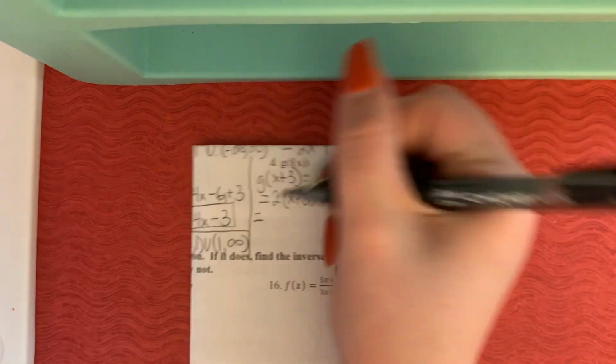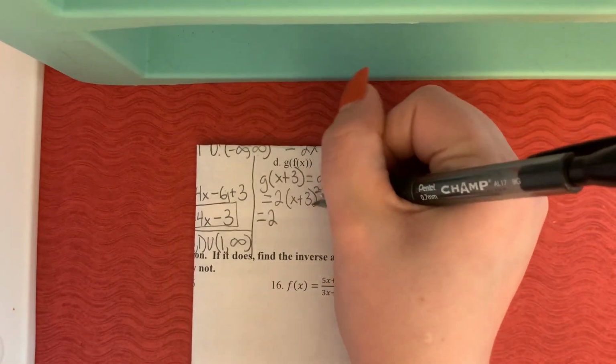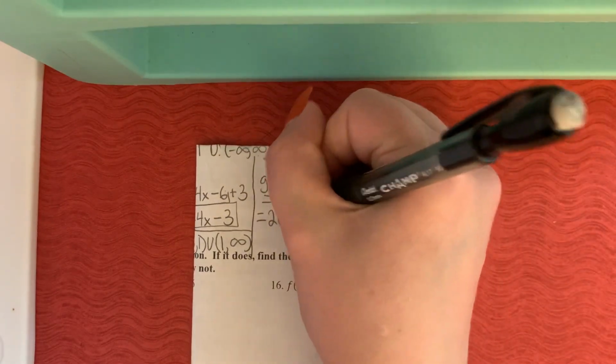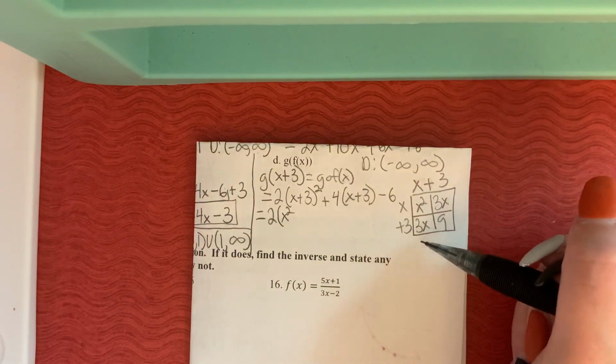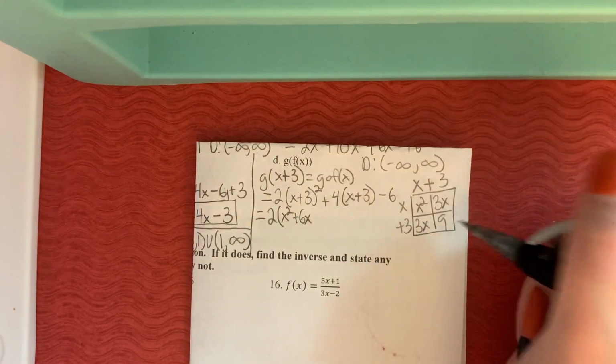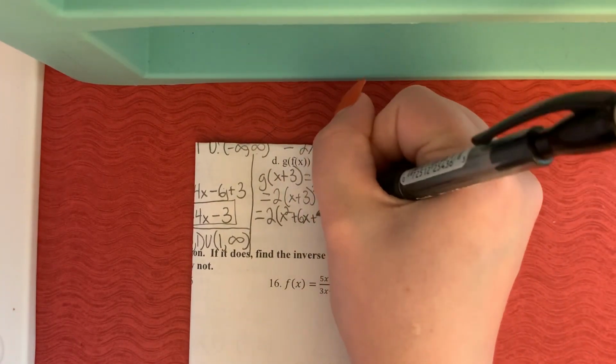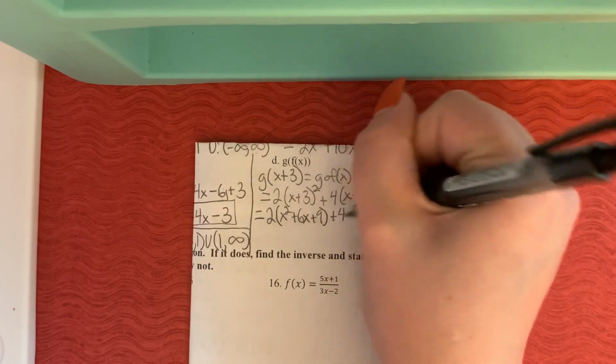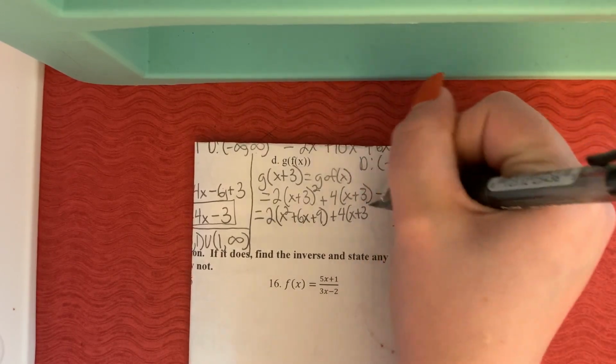So that means I can replace this (x + 3)² with x² plus 3x plus 3x, so that's going to be plus 6x. And then also plus 9. And I'll keep everything else the same.